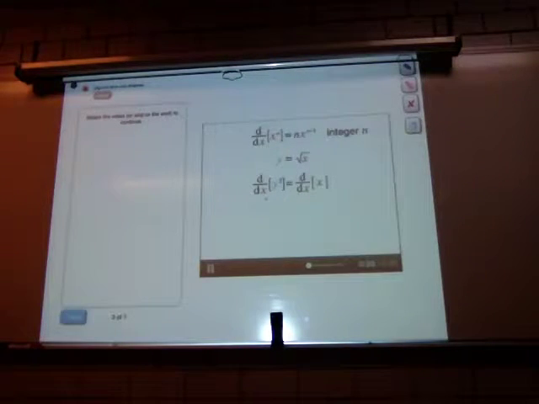First, let's look at the left side of this equation. What's the derivative with respect to x of y squared?